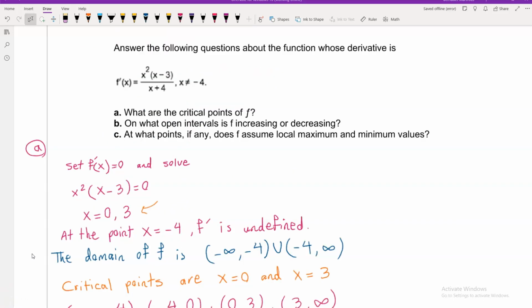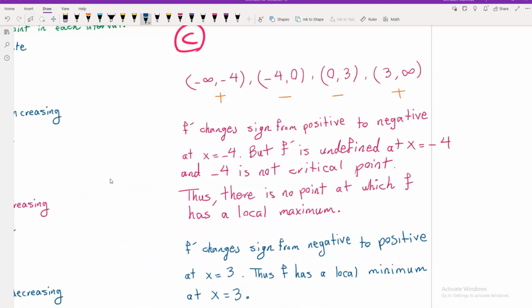Now part C, at what point, if any, does f assume local maximum and minimum values? Based on what we had in parts A and B, here we have these intervals starting from left to right. For the open interval negative infinity, comma negative 4, our function is increasing. And for the open interval negative 4, comma 0, our function is decreasing. So f prime changes sign from positive to negative at x equal to negative 4. But f prime is undefined at x equal to negative 4. So negative 4 is not a critical point. This means there is no point at which f has a local maximum.